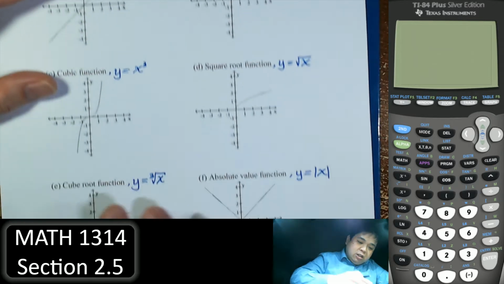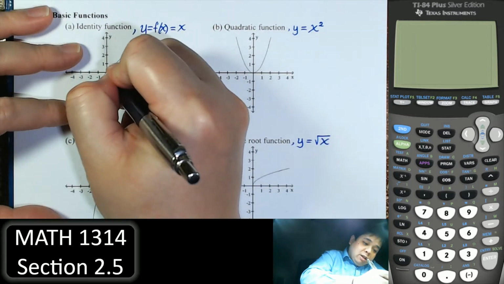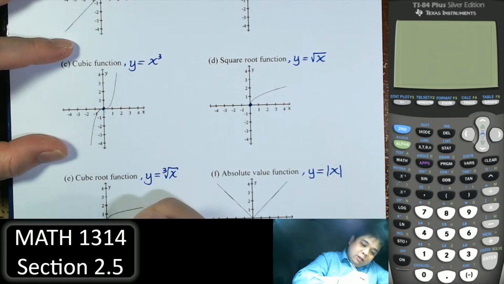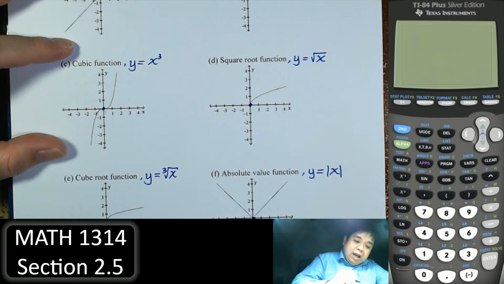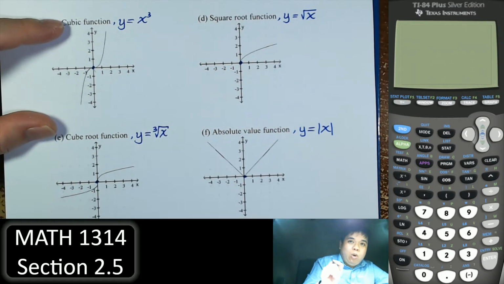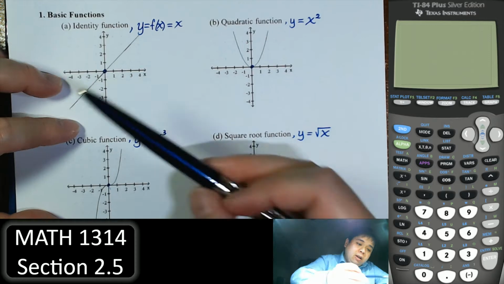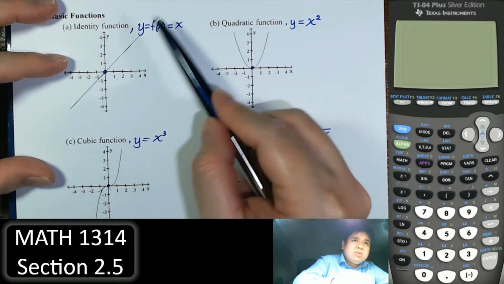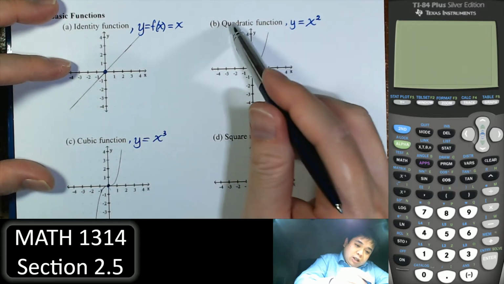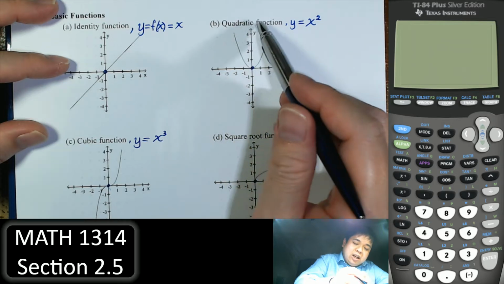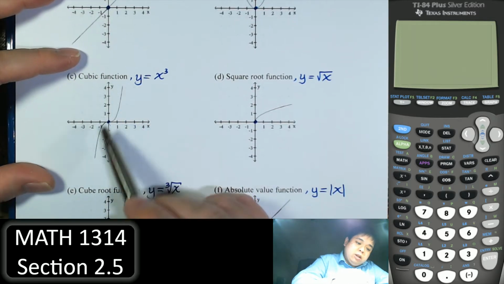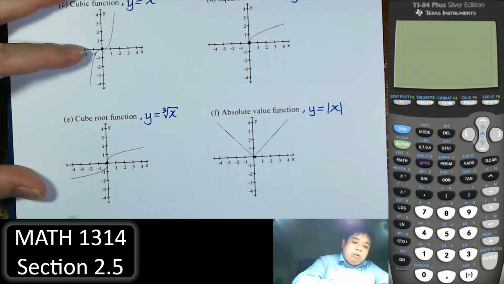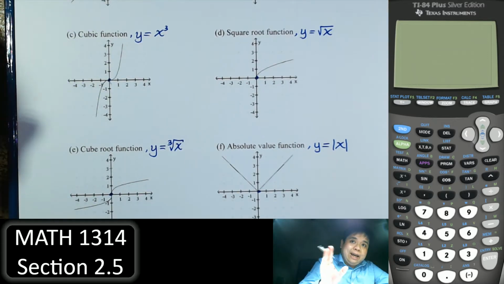Notice the common characteristic of all these functions. All of them go through the point 0, 0. And actually all of them go through the point 1, 1. X equal to 1, y equal to 1 as well. Because y equals x, so if x is 2, y is 2, so that's why we have the diagonal. Quadratic function is a parabola. We'll study that in the next chapter. X cubed, like that. Square root of x, cube root of x, absolute value of x. All of them go through the points 0, 0 and 1, 1.